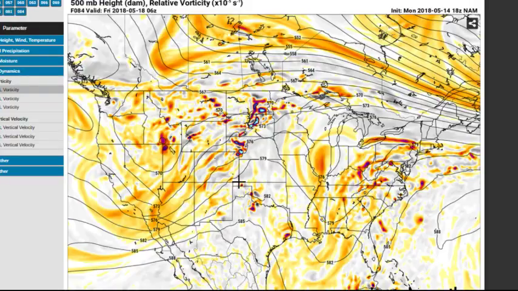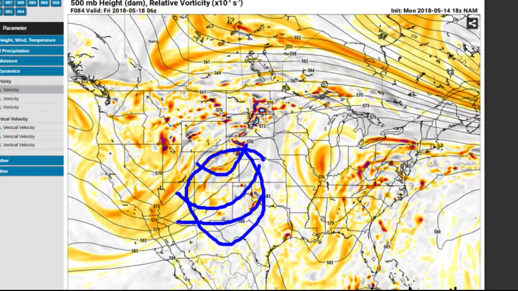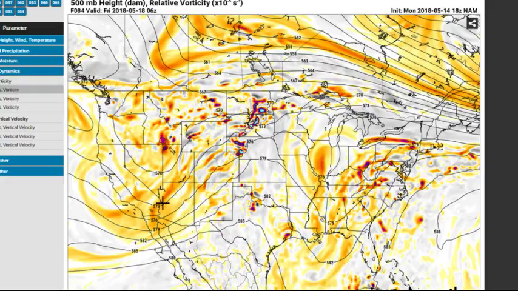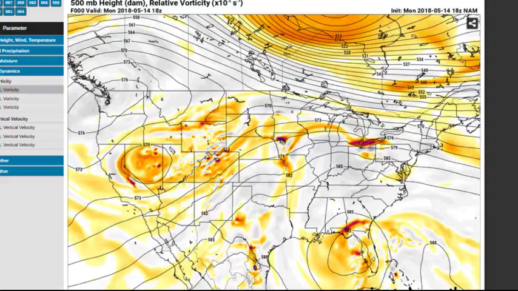So by Saturday, come on. Oh, that's the end of the NAM. So that's as far as we'll go, but we're going to expect to see that trough moving out into the plains around Saturday and Sunday. I think I've got the European data up for that, so we'll take a look at that here shortly.